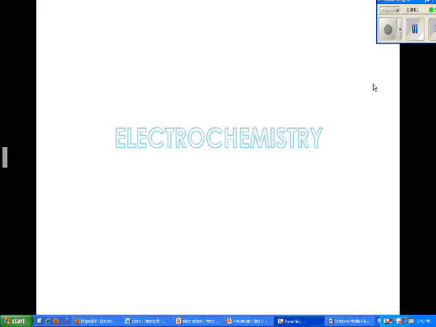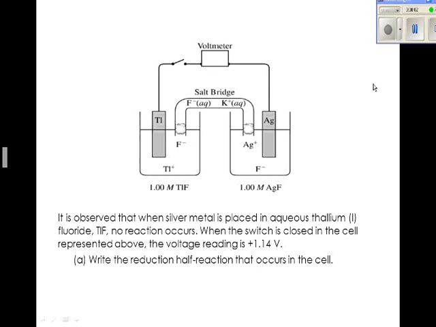The topic that I got was electrochemistry. This is a picture of an electrochemical cell, and the first statement given to us is, it is observed that when silver metal is placed in aqueous thallium-1 fluoride, no reaction occurs. When the switch is closed in the cell represented above, the voltage reading is positive 1.14 volts.